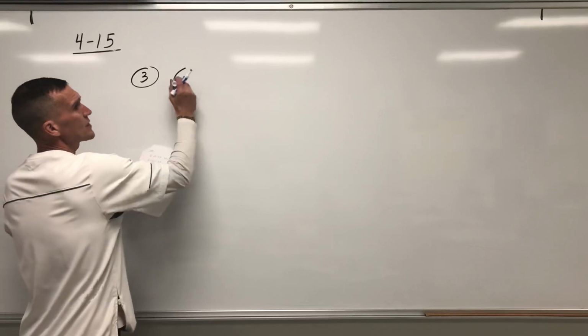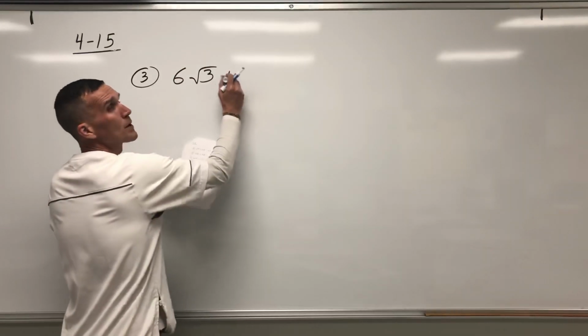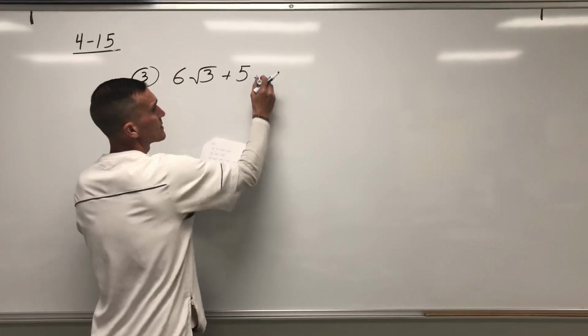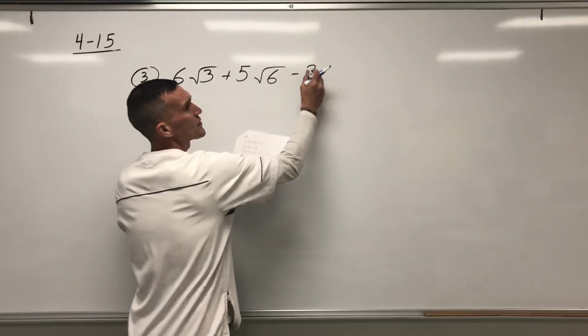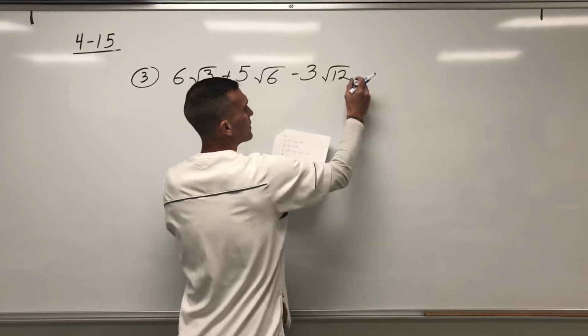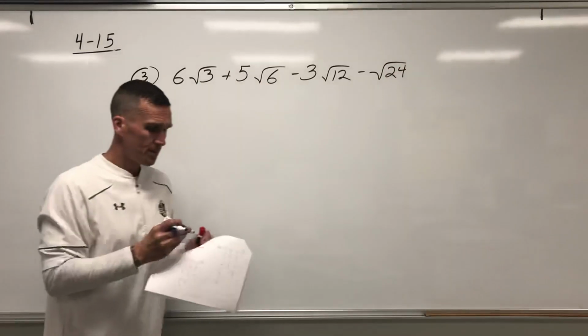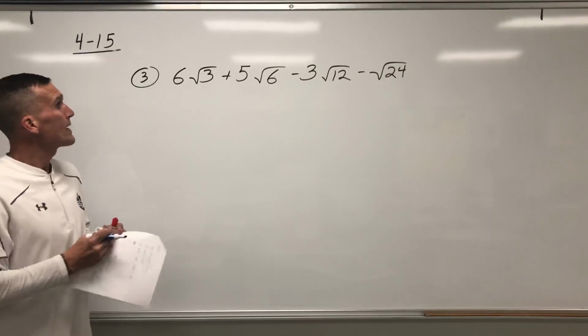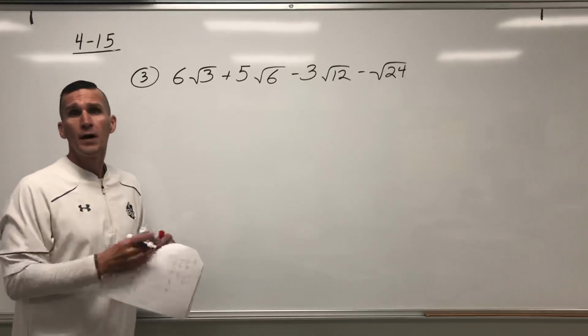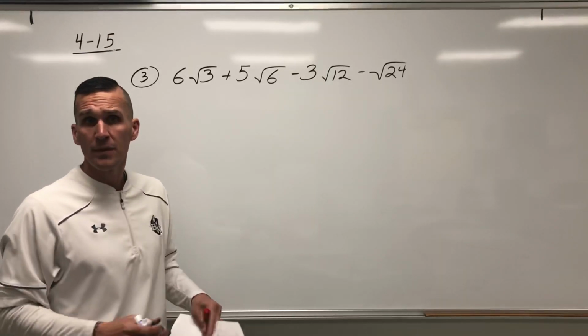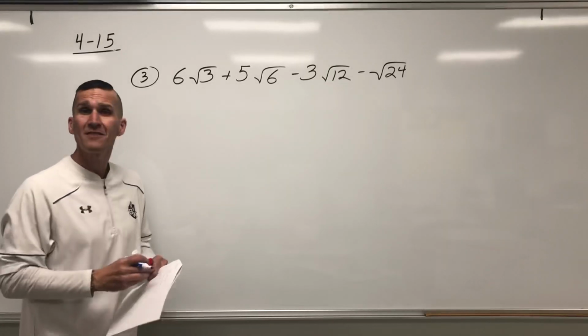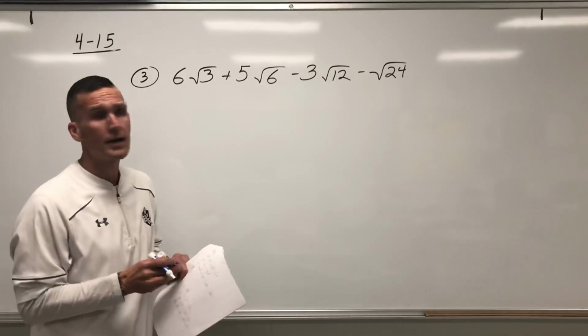We're going to have 6 rad 3 plus 5 rad 6 minus 3 rad 12 minus rad 24. Okay, right now it would look as though there are no like terms, none of them can be added or subtracted together. But I have to see if the radicals break down or not.